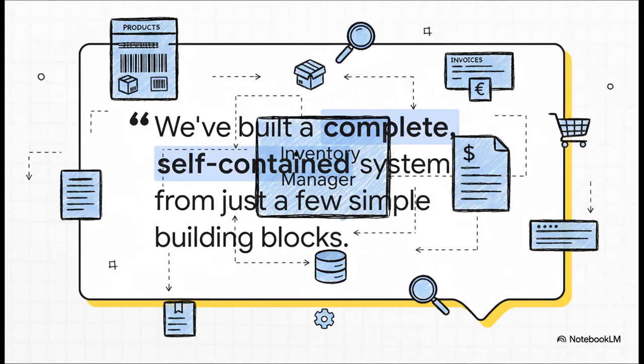And that really is the main takeaway here. By starting with these simple, well-defined building blocks, our product, our invoice, and our inventory manager, and then teaching them how to communicate with each other, we've built a complete, self-contained system. That is the power of good design.